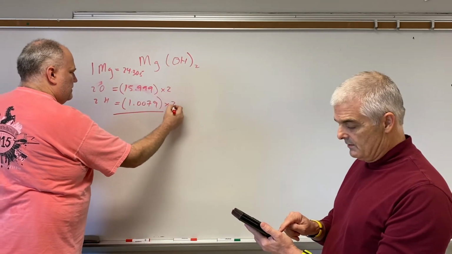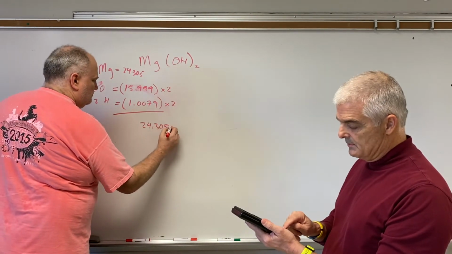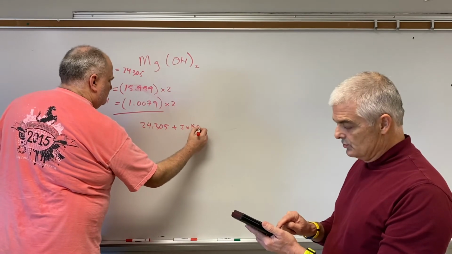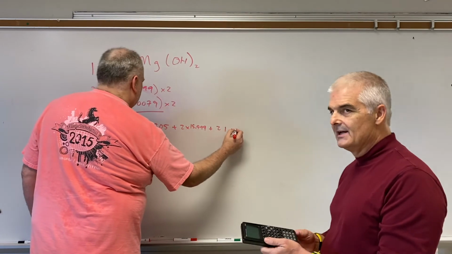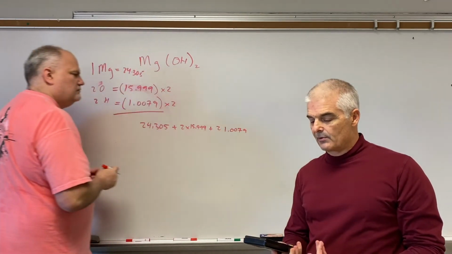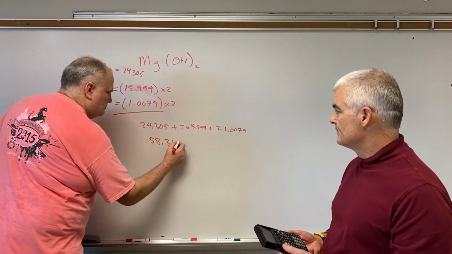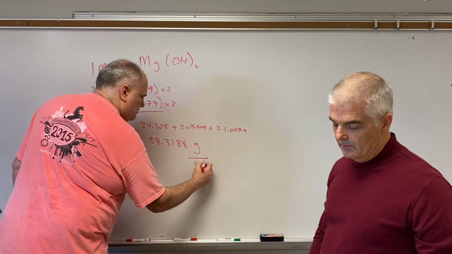I'm going to say 24.305 plus 2 times 15.999 plus 2 times 1.0079. I'm not putting any parentheses, by the way. The calculator kind of understands order of operations, and I get 58.3188. And again, that elusive unit is grams per mole.